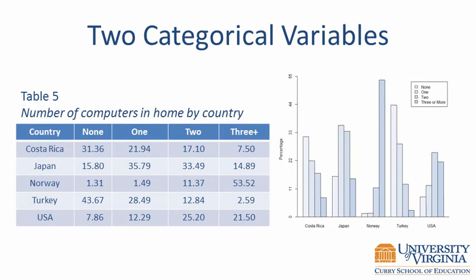Let's look at a summary for two categorical variables. The slide shows the relationship between the number of computers in the home and an examinee's home country. You can see that country of origin is related to the number of computers in the home. Most Costa Ricans have no computer in the home, whereas a majority of Norwegians have 3 or more. It is likely that the number of computers is a proxy for the economic conditions for a country, and that is the reason for the relationship.